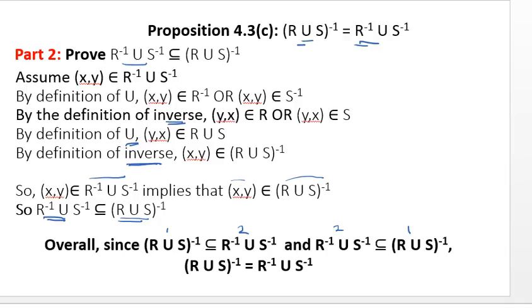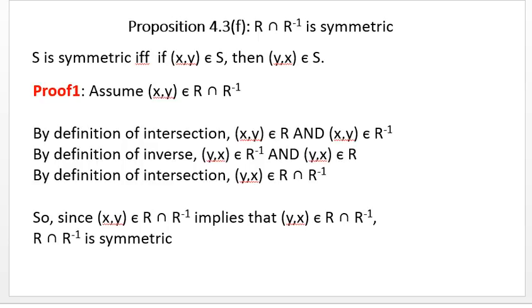Okay, let's look at the second homework-like problem, similar. The statement says, and this is proposition 4.3f, that R intersected with R inverse is a symmetric relation, regardless of the relation R. So R intersect R inverse is always a symmetric relation. So I'm going to show you two proofs of this. You can choose whichever one you like.